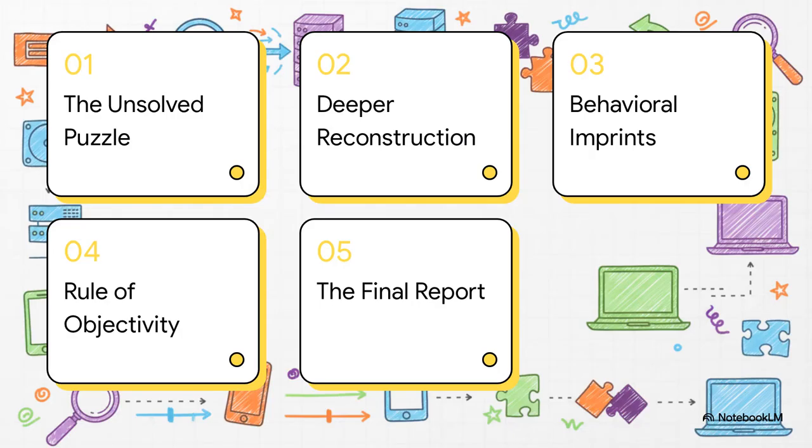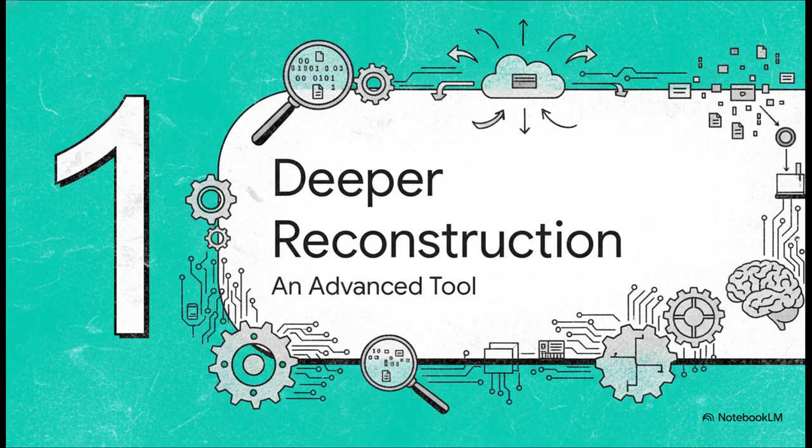Okay, so here's our game plan. We'll start by really understanding this unsolved puzzle problem. Then we're going to take a much deeper look at what reconstruction actually is. After that, we'll get into the really cool stuff, reading behavioral imprints, before we cover the absolute golden rule of objectivity. And finally, we'll see how it all comes together in the final report. So let's get into it.